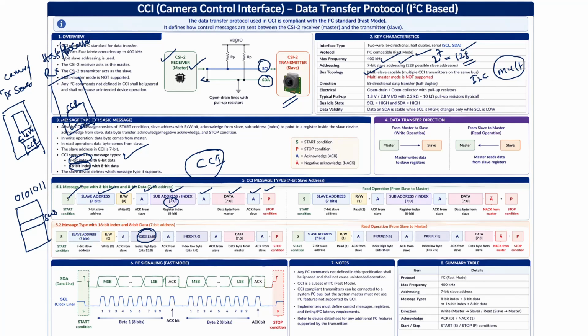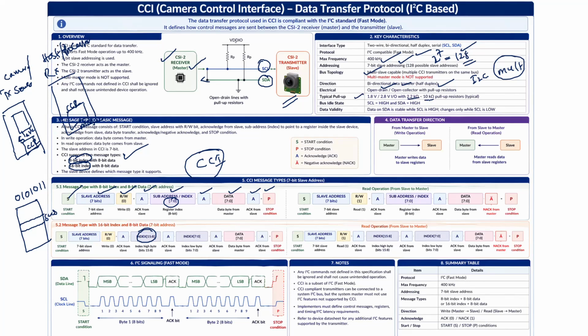The processor or host is the single master, but slaves can be many. The data is bidirectional, simply half duplex, and open drain or open collector with pull-up resistors. What is the need of pull-up resistors? Whenever the bus is in the idle condition, they pull it from the low region to the high region. For that purpose we use pull-up resistors, and typical pull-up resistors are 2.2 kilo ohms to 10 kilo ohms.